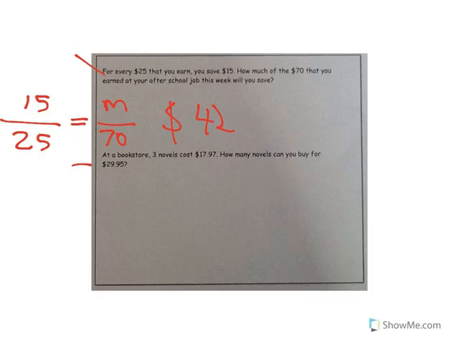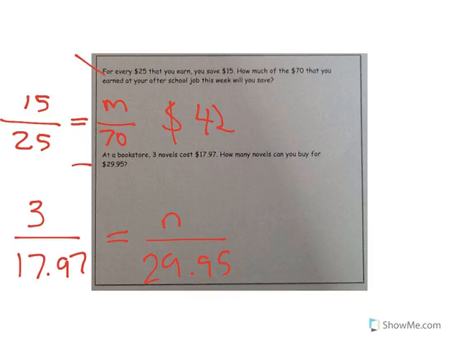So this one here, at a bookstore, 3 novels cost $17.97. How many novels can you buy for $29.95? Okay, so we've got our ratio here, 3 novels to $17.97. And now we have one thing that's really important. You need to keep the units opposite each other. Now 29.95 is going to be there, and so it would be how many novels you can buy. And so it's just going to be 3 times 29.95 divided by 17.97. So your final answer is actually going to be 5.